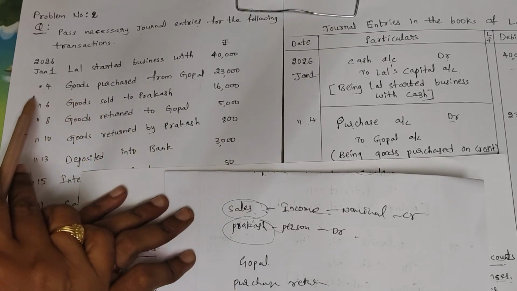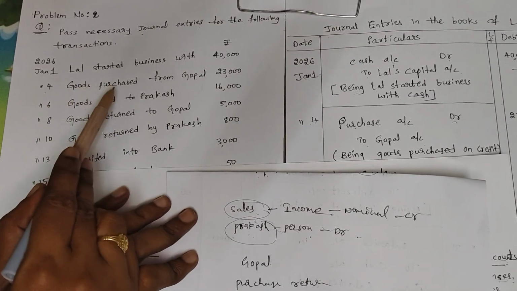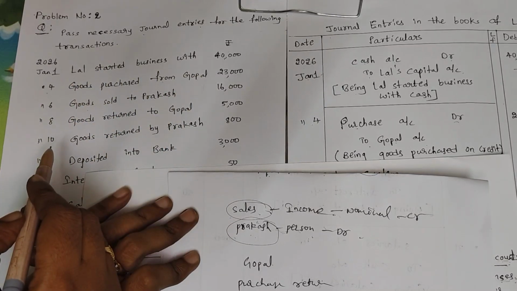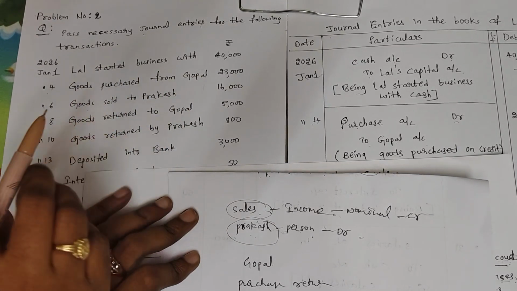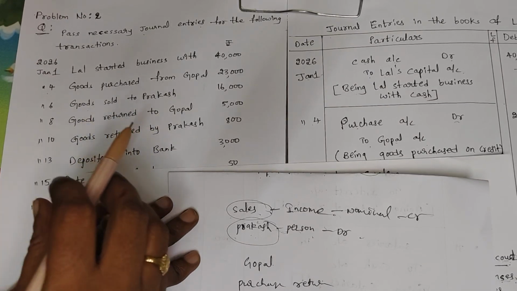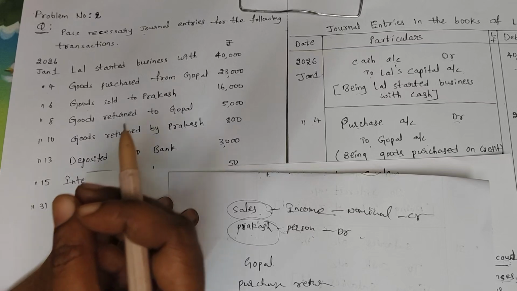See here, on 4th, goods purchased from Gopal. So already we purchased from Gopal, and those goods we are using. Some goods are damaged. Okay, so those goods we are returning to Gopal. So that is purchase returns.